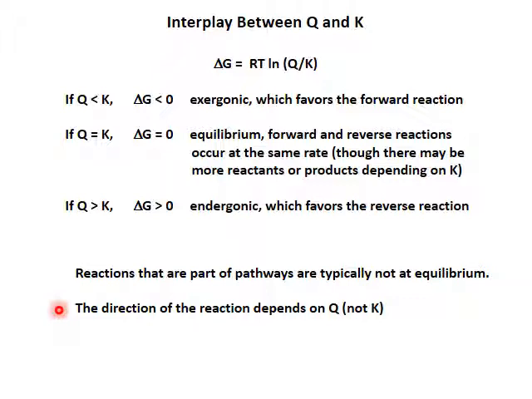So a positive delta G under standard conditions does not mean that delta G under cellular conditions will be positive. It could be, it may be negative. It depends on the concentrations of the given system at that time. So the direction of the reaction will depend on Q, not K, in terms of the non-standard delta G.